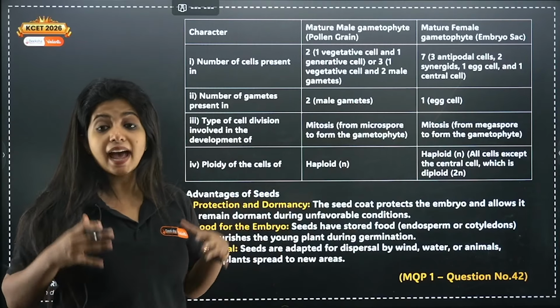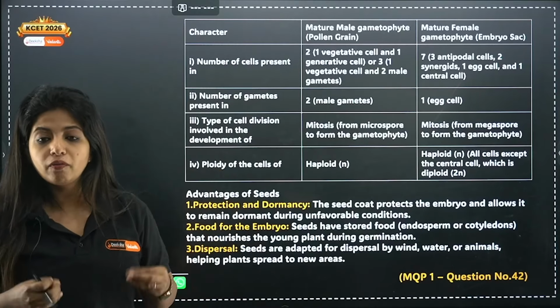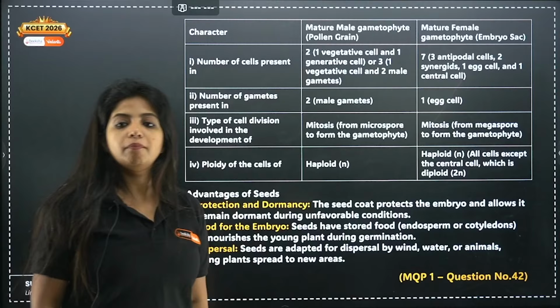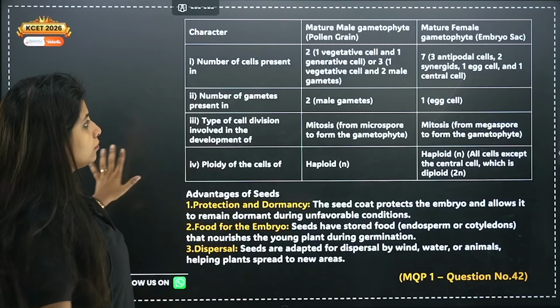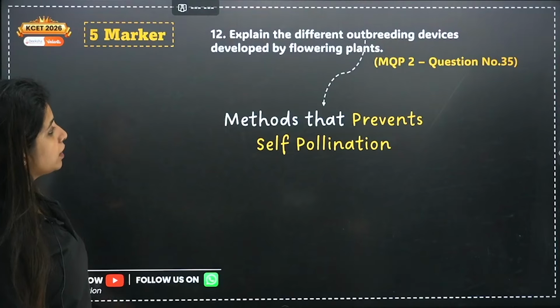Food for the embryo. The seed has endosperm, my dear children, or cotyledon, which is why both of them are going to provide nutrition. Dispersal also. Seeds are super important for dispersing by wind, water and everything out there. Cool? Cool. Now, next thing, explain the different outbreeding devices in flowering plants.